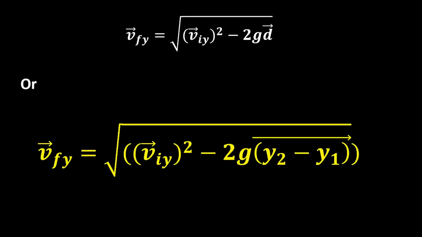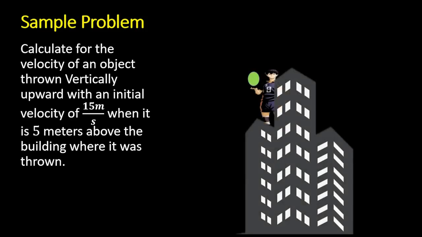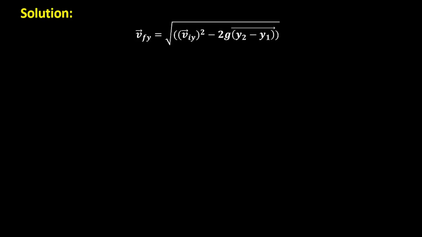Sample problem. Calculate for the velocity of an object thrown vertically upward with an initial velocity of 15 meters per second when it is 5 meters above the building where it was thrown. Solution. Final velocity along y-axis is equal to the square root of initial velocity squared minus 2 times g times the quantity of y sub 2 minus y sub 1.